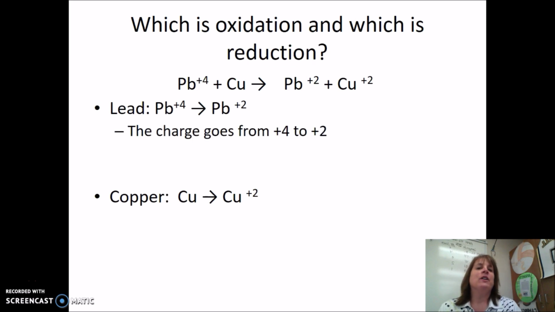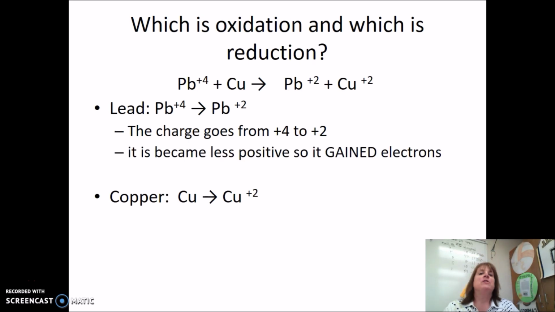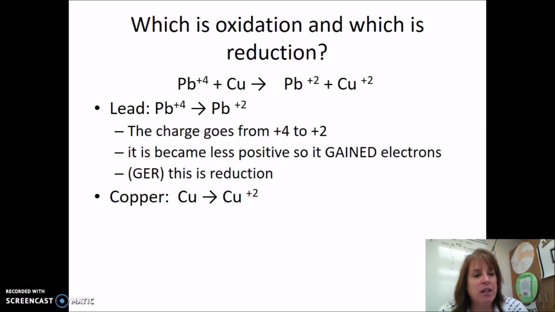So for lead, we're going from plus 4 to plus 2. So notice we got less positive. All right, less positive means that we are gaining electrons. So gaining electrons means that the lead plus 4 is undergoing reduction.